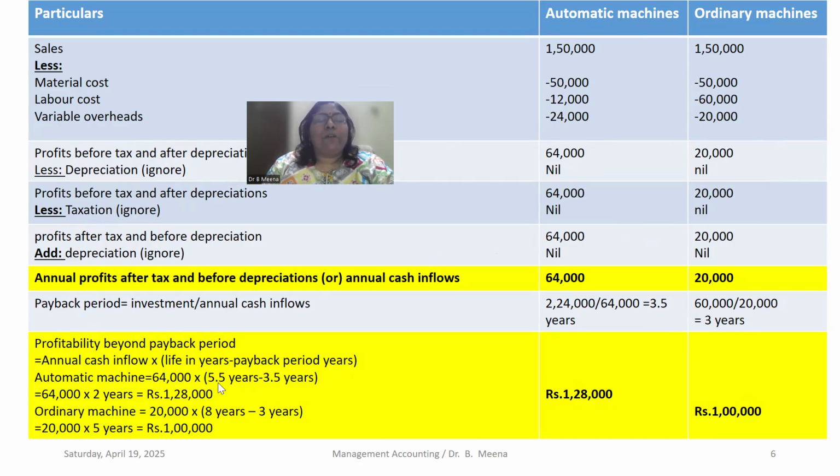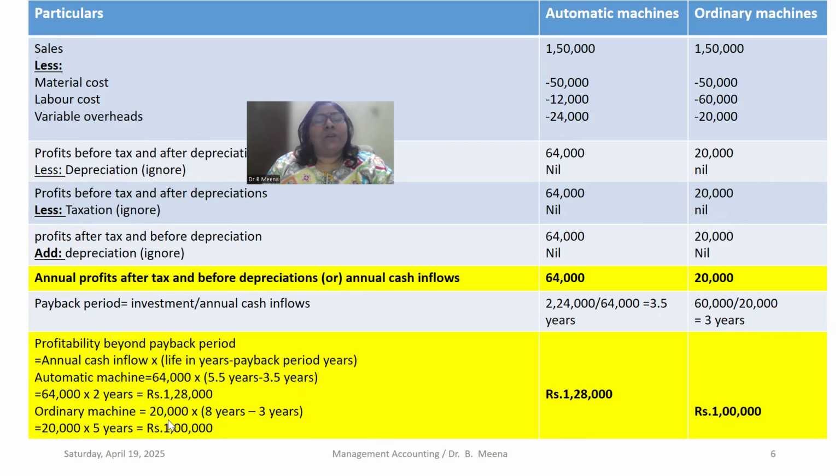Then we are able to calculate what is the profit beyond payback period. So 5.5 years for the automatic machine is the life in years, and what is the payback period? 3.5 years. So I'll get the difference into 64,000. I'm getting 1,25,000 as the profitability beyond the payback period.